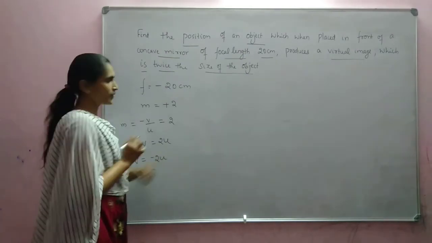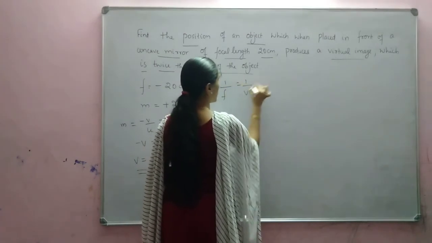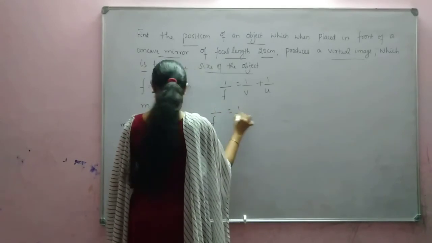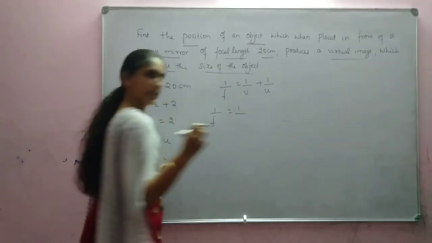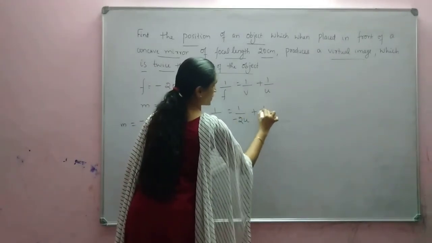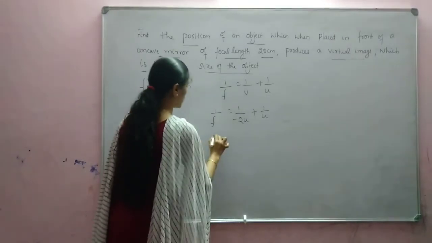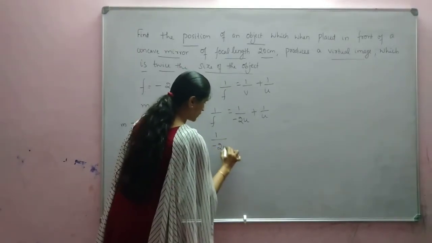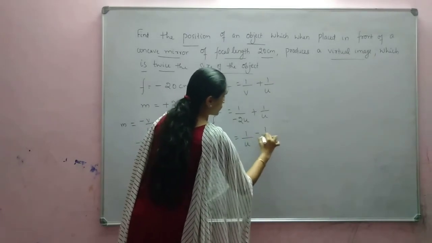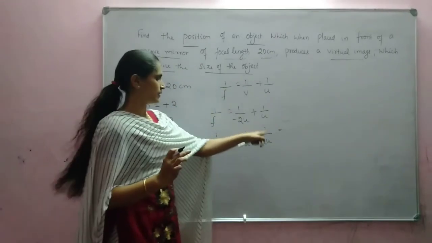Okay. Now we know the mirror formula. 1 by f is equal to 1 by v plus 1 by u. 1 by f is equal to, what is here? We can take it as minus 1 by 2u plus 1 by u. Okay. And f is given minus 20. So 1 by minus 20 is equal to this. We can rearrange 1 by u minus 1 by 2u.